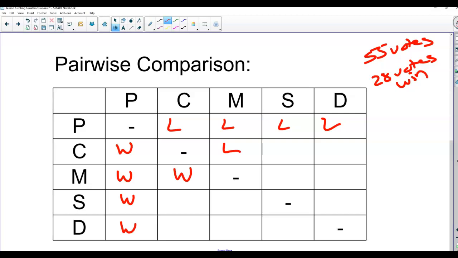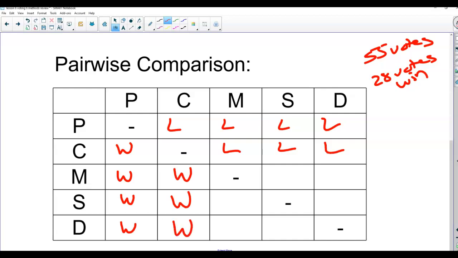S wins the first column. C wins the second. It's at 12. C wins the third. It's at 10, so that's 22. S wins the fourth. C wins the fifth. So now we're at 26. S wins the last one. 26 is not enough votes to win. C versus D. C wins the second column. C wins the third column. And that's it. 22 votes is not enough to win.